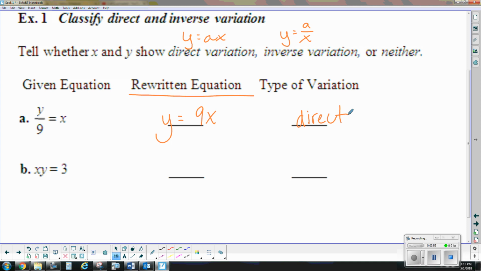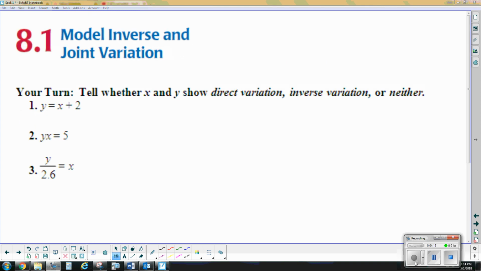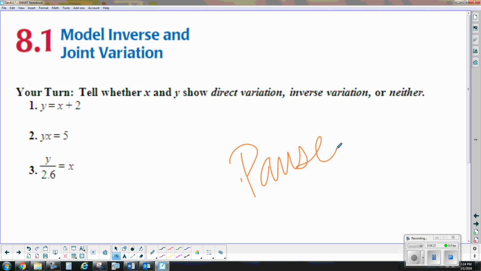Here, if we rewrite our equation, we have y equals 3 divided by x. So we're taking our constant, which is 3, and we're dividing by x. This is an inverse relationship. So try the next 3 examples on your own, and you can unpause for the solution. So pause while you work, rewrite the equation, unpause for the solution.